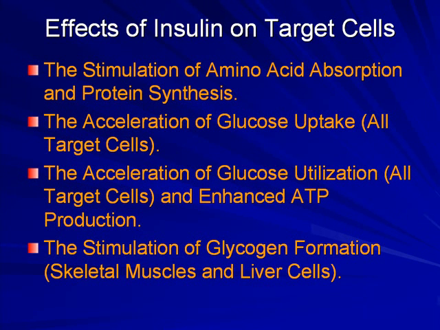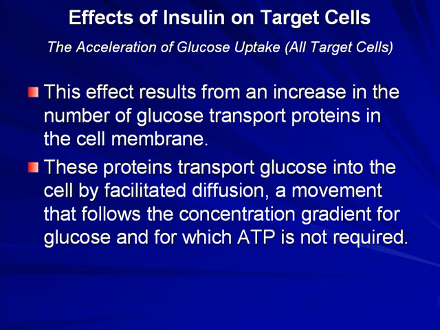Now, the effect of insulin on target cells. Stimulation of amino acid absorption and protein synthesis, acceleration of glucose uptake in target cells, acceleration of glucose utilization, enhanced ATP production, and the stimulation of glycogen formation. This is particularly seen in skeletal muscles and in the liver. Acceleration of glucose uptake is the primary effect of insulin.